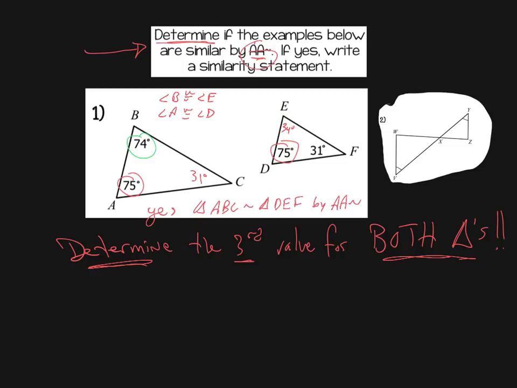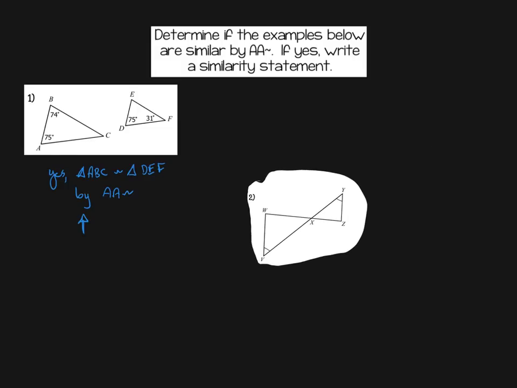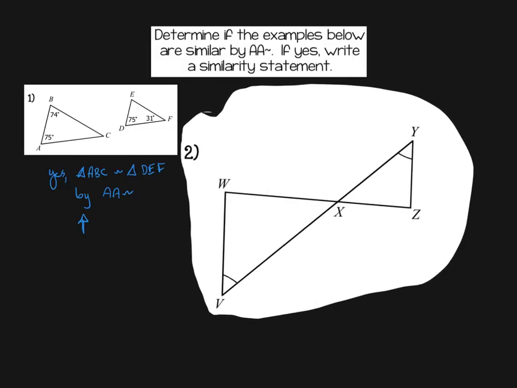So my final answer is going to be a yes, and then I'm going to state triangle ABC is similar to triangle DEF by angle-angle similarity. So that's my final statement, and the math showed that the angles were congruent. Okay, so now we're going to move on to number two. Just a note that we've left our final answer here, and we're going to bring number two to the table and see what's going on.